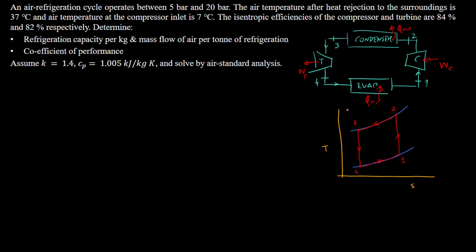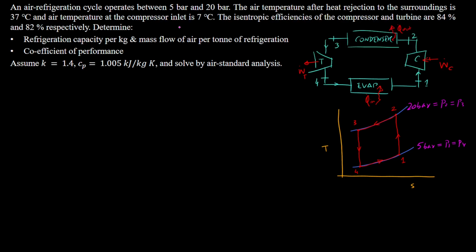So now we can identify the information that is given to us and write it over here. We've got this pressure line because it's operating between 5 bars and 20 bars. So pressure over here is 5 bar. I've got 20 bar up here. And so this is P1, which is the same as P4. And up here, this is P2, which is the same as P3.